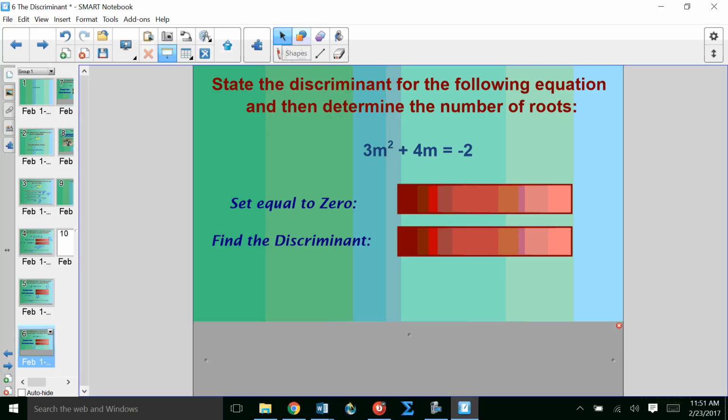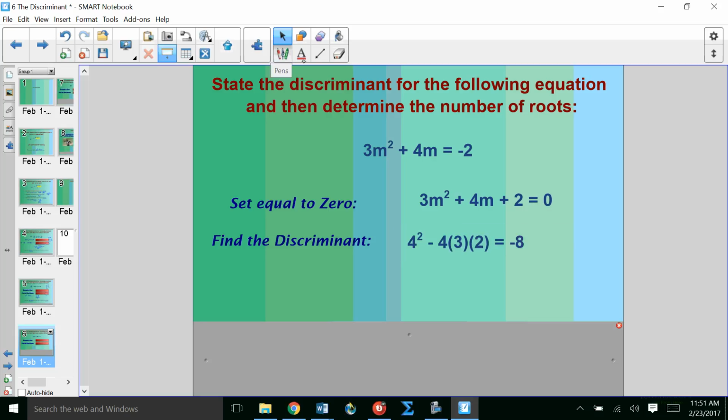All right, here's your next example. Start by setting this one equal to 0, then find your discriminant. When you're ready to check, we will come back together. So hit pause and then click play when you're ready to check this. Okay, so setting equal to 0 should have looked like this, and your discriminant should have been -8.